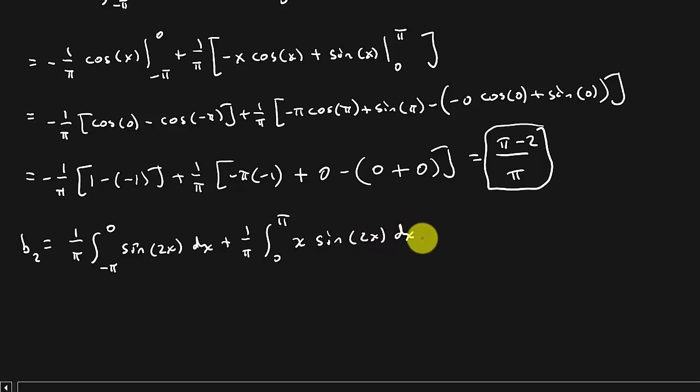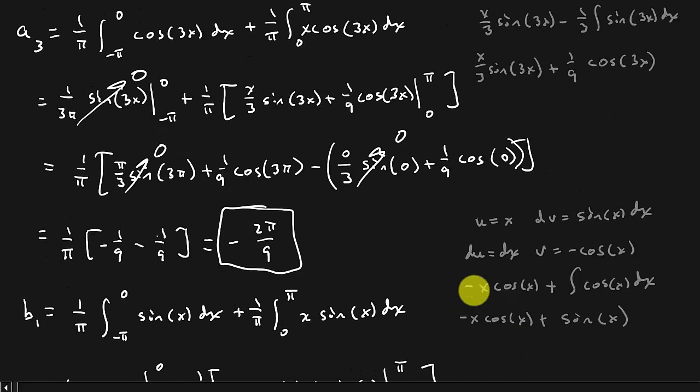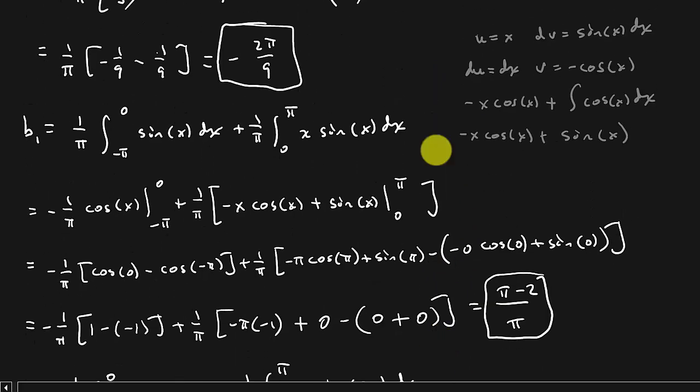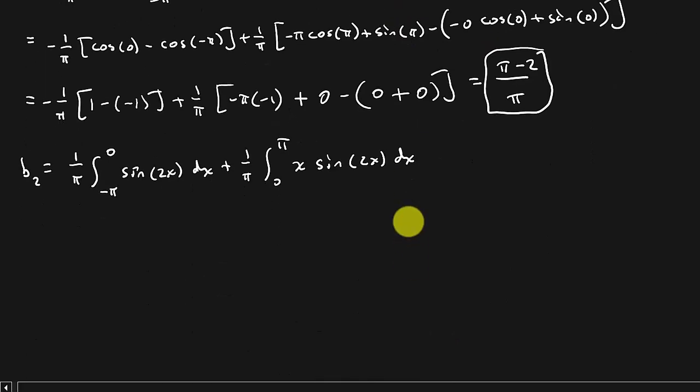All right. And look, we did an example up here, integration by parts. We did the integration by parts here. Look, this is the same thing. This is integration by parts also. Okay? So what I'm going to do, this is going to be 1 over pi.